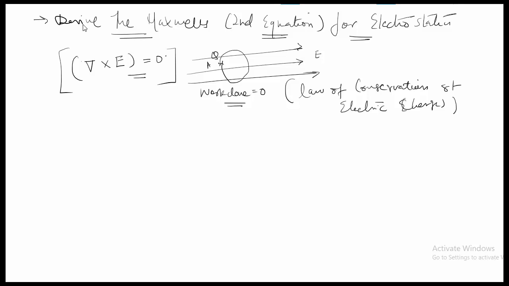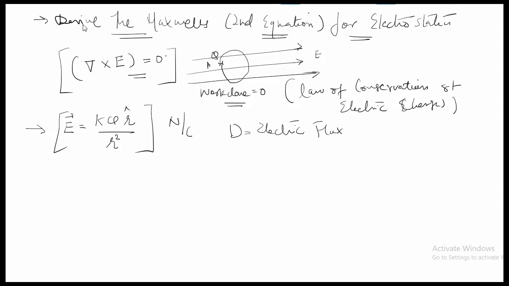So how to derive this: what we have seen so far is that the electric field E can be given by the equation kq r divided by r square. This is the direction of the vector field, and the unit is Newton per coulomb. Then the electric flux density D, with unit coulomb per meter square, and the total amount of flux is given by the Gauss law, D dot ds, which is equal to the total charge enclosed in any closed surface.